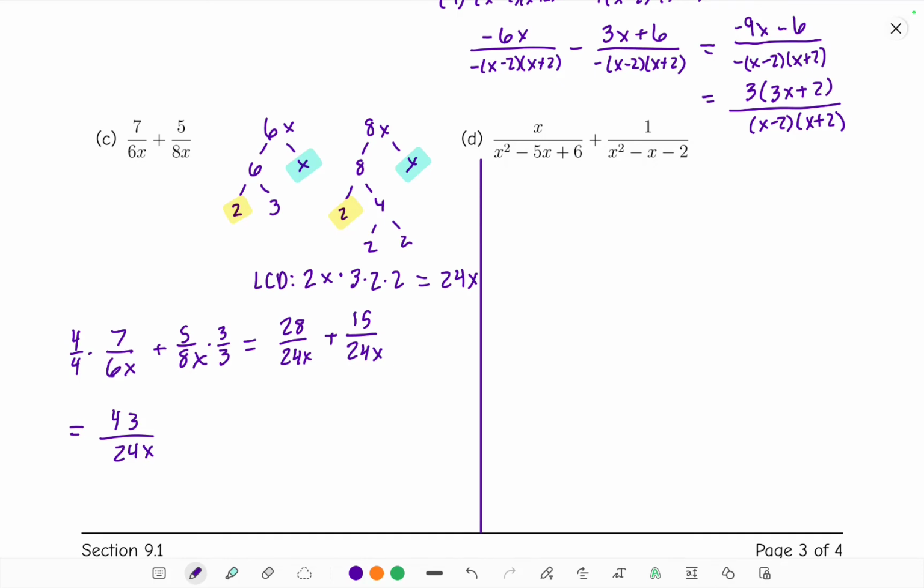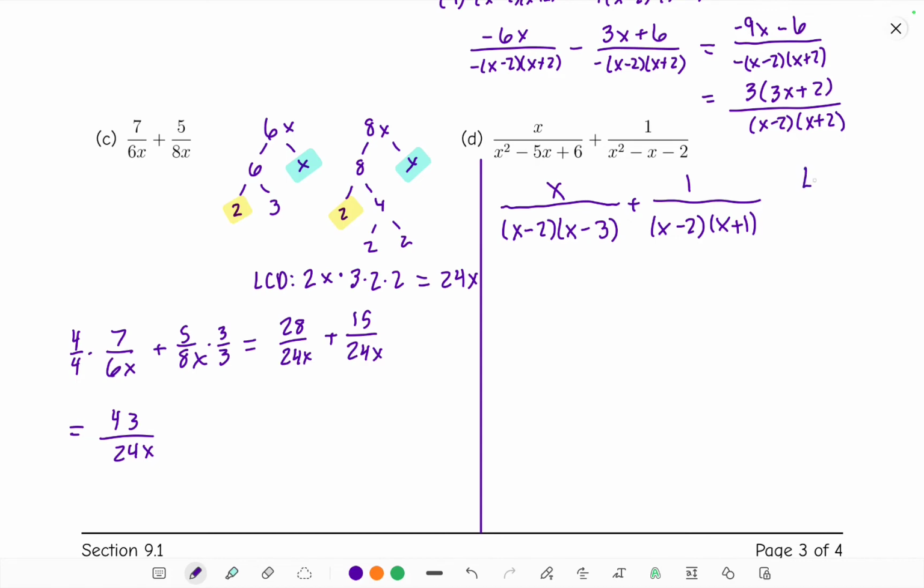Okay. D, x over x squared minus 5x plus 6 plus 1 over x squared minus x minus 2. Now, I don't have enough room to do the factor tree, so I'm just going to do the factoring, and hopefully the LCD is obvious. So these ones, the numbers are small enough. I'm not going to do the AC method directly, but x squared minus 5x plus 6 is x minus 2 times x minus 3. And then x squared minus x minus 2 is x minus 2, x plus 1.